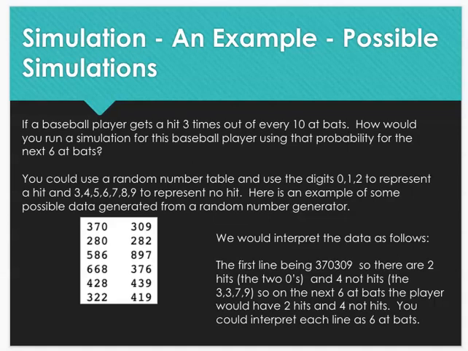You could look at the other rows and determine how many hits he got and how many hits he didn't get. It's not going to be exactly the 3 out of 10, because remember Bernoulli's law of large numbers. We would have to repeat this experiment a lot of times in order to approximate that empirical probability of 3 times out of every 10 at-bats. But we have set it up to where 3 of the digits represent a hit and 7 of the digits represent no hit, so we are using the probability of 3 out of 10.